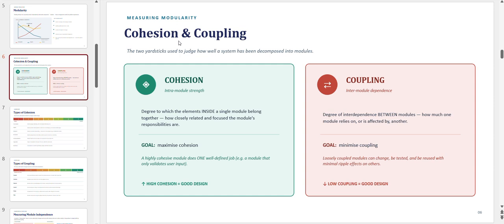In coupling, we will see inter-module dependency. It is the degree of independence between modules, how much one module relies on or is affected by another. Its goal is to minimize coupling. Loosely coupled modules can change, be tested and be reused with minimal ripple effect on others. The lower the coupling, the better the design.